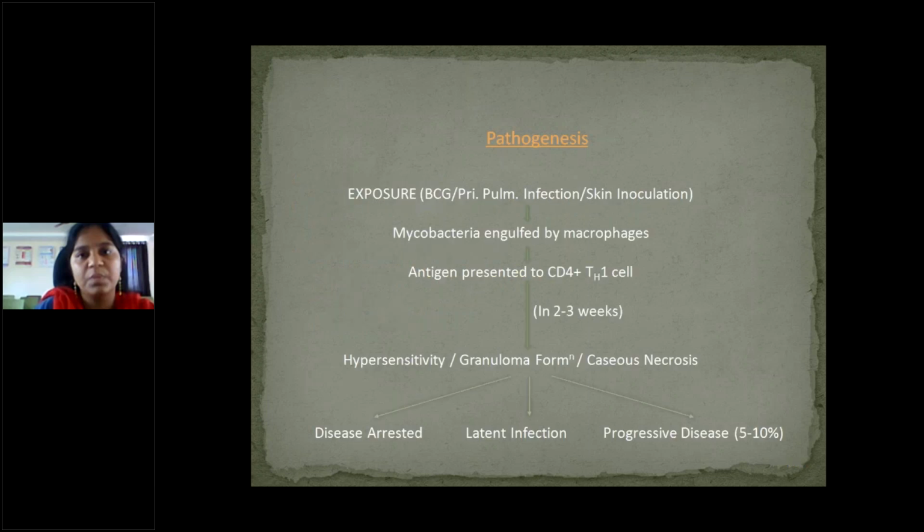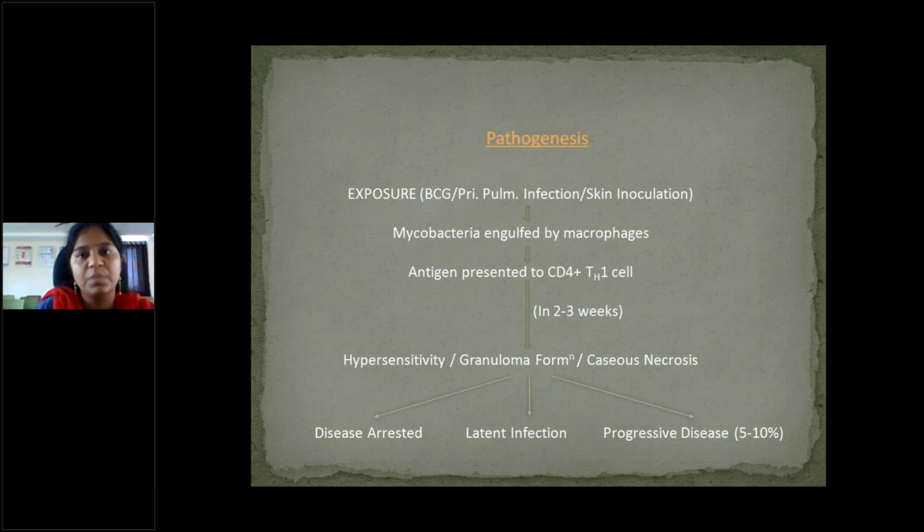Pathogenesis, how? Exposure. The organism enters the skin. That is called primary skin, which can be due to primary pulmonary infection or direct skin inoculation. Then the mycobacteria are engulfed by the macrophages present in the skin, and the antigen is presented to CD4 and Th1 cells. Within 2 to 3 weeks, there is hypersensitivity. It can go in either of the forms: there can be a hypersensitivity reaction, granuloma formation, or caseation necrosis.